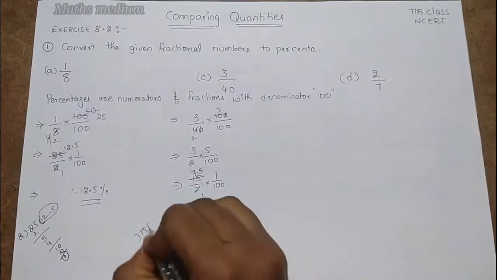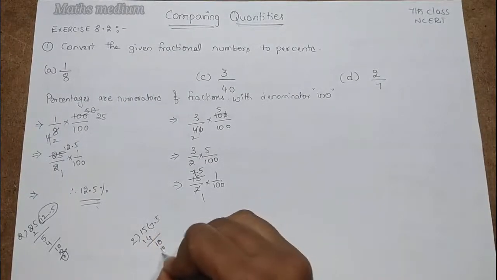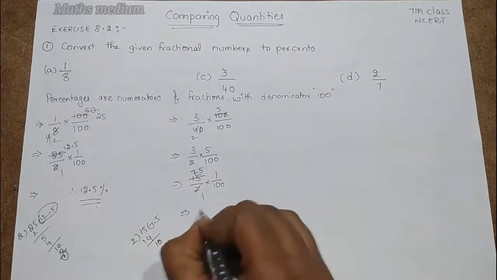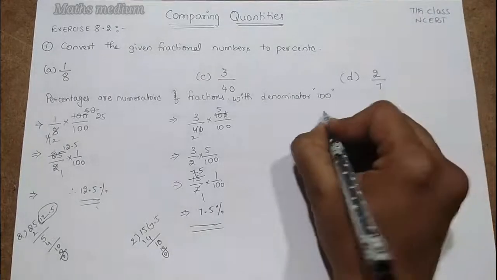See 15. This is 2. 2 7s are 14. 1 is remaining. Put a point and get 10 here. 2 5s are 10. Right? So 7.5%. Now take this also.